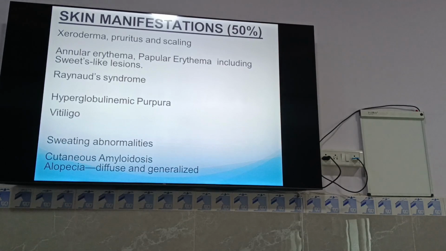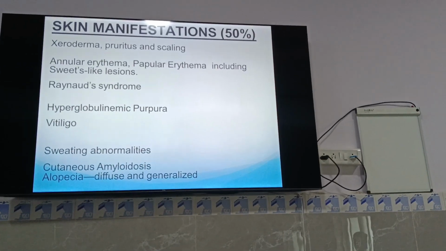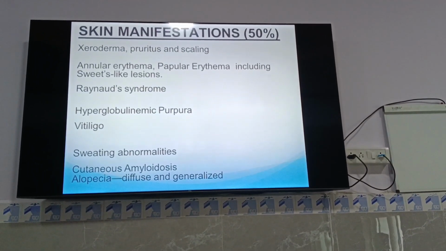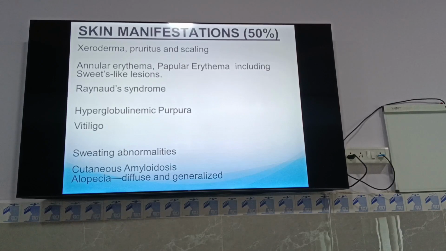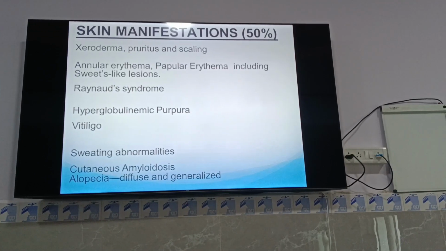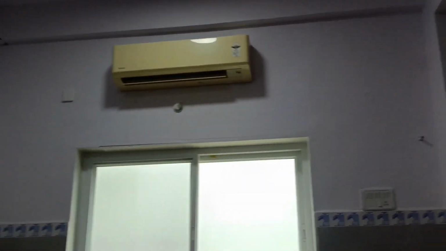The skin manifestations: these people will have xeroderma, pruritus and scaling, annular erythema, papular erythema including Sweet's-like lesions, Raynaud's phenomenon, mostly in the secondary Sjogren's associated with scleroderma, hyperglobulinemic purpura, vitiligo, sweating abnormalities, cutaneous amyloidosis, alopecia, either diffuse or generalized. So these are most of the skin manifestations we often see in Sjogren's.